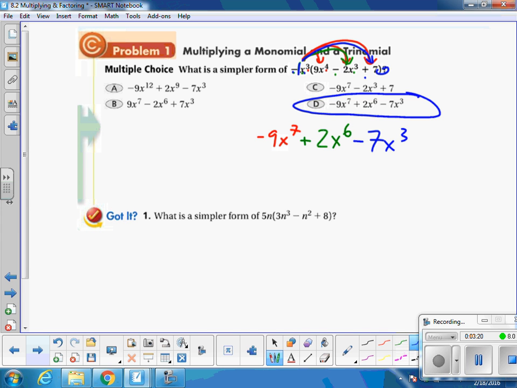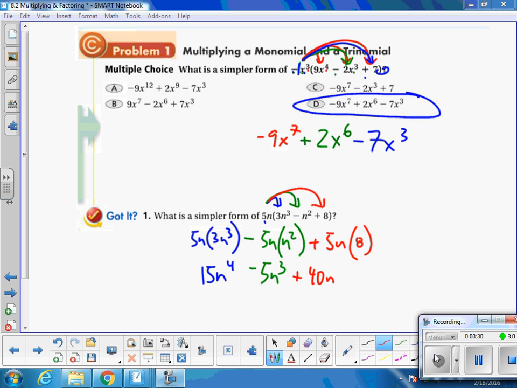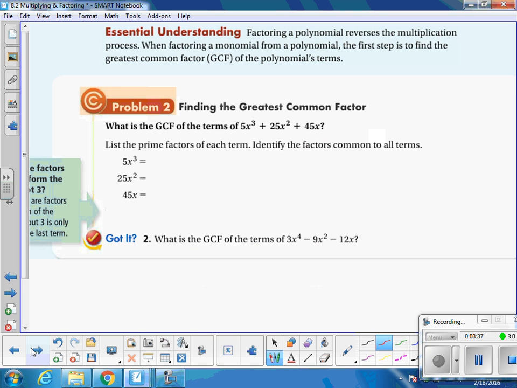All right, why don't you try it? I want you to distribute out 5n to this polynomial. Keep an eye on those negatives. Press pause. All right, how'd you do when you distributed that out? Keep an eye on your exponents. All right, let's keep going.